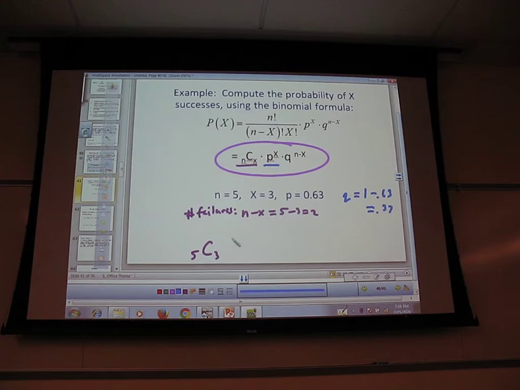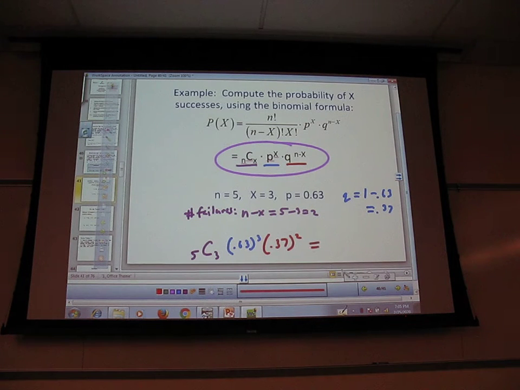P to the x, what's my p? 0.63. To the x, what's my x? 3. Times q to the n minus x, what's my q? 0.37. To the, well, if I have 3 successes, I must have 2 failures, because these two numbers have to add up to 5.